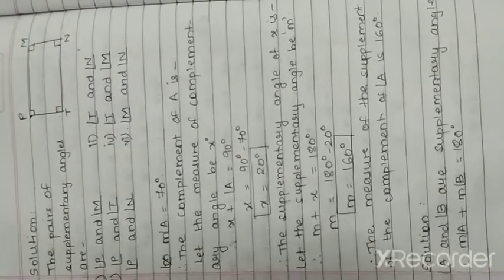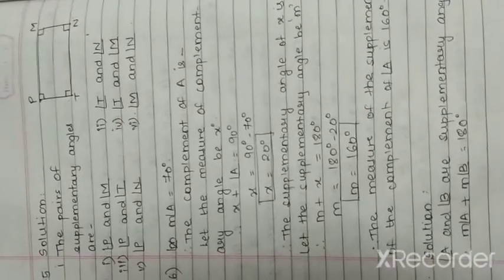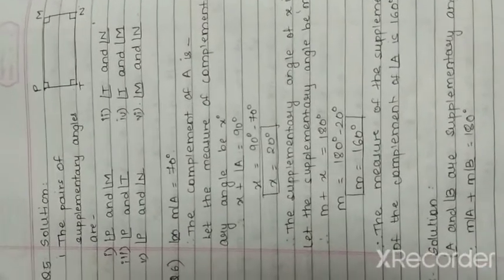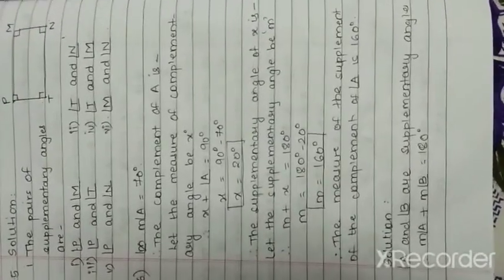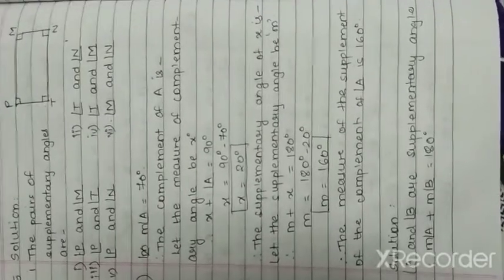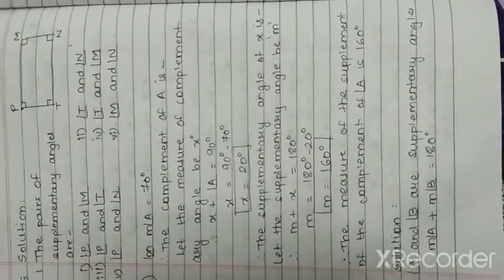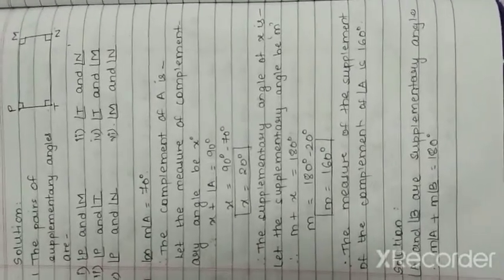Now we are supposed to find the supplement of the complement of A. Let the supplementary angle be M. So M plus the complement X is 180 degrees. M is equal to 180 minus 20, which is 160. So the measure of the supplement of the complement of angle A is 160 degrees. The question is easy but a bit tricky. Moving ahead to the seventh sum.